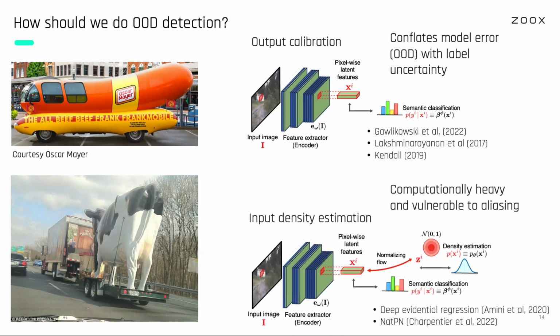Another approach is to actually look at the input density, try and model the density of the training data, and to notice when a particular query is far from the training distribution. And you can build a model of the input density using the most common technique in the literature, this idea of a normalizing flow.